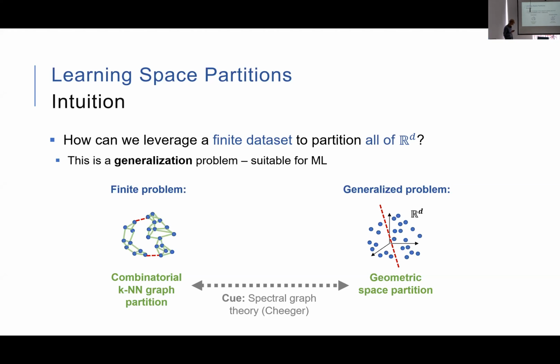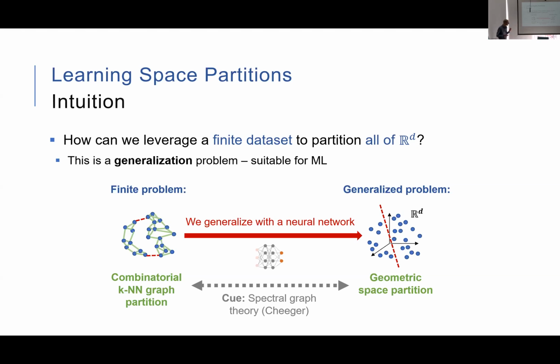Now, we know that there is a formal connection between these two types of partitions. This is a result from spectral graph theory. It's a very fundamental result, a consequence of Cheeger's inequality. It tells us that there is a formal connection between combinatorial partitions of the k-NN graph of a metric space and geometric partitions of all of R^d that also have very natural geometric forms, namely they are given by hyperplanes. So we know that this correspondence is there, and we are going to try to realize it using generalization by neural networks.